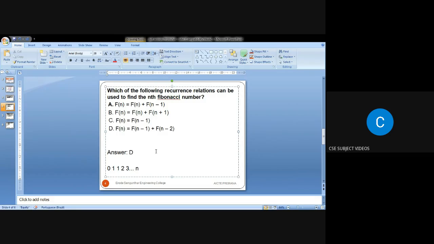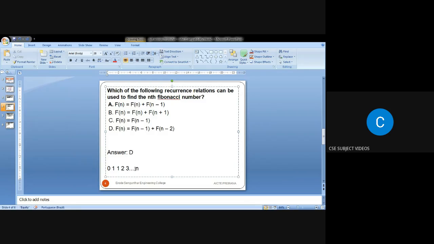Initially we take 0 and 1. Let us take 0 as A and 1 as B. The next number generated, let us assume as C, so C equals A plus B, which is 1. Next we take the second one, C, as the new B, and the first one as A. Now C equals A plus B, 1 plus 1, which is 2. For the next term, A equals 1 and B equals 2, and A plus B equals 3. Similarly, we generate till the nth number.